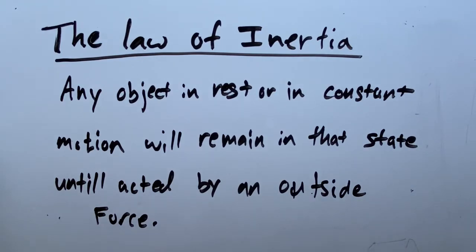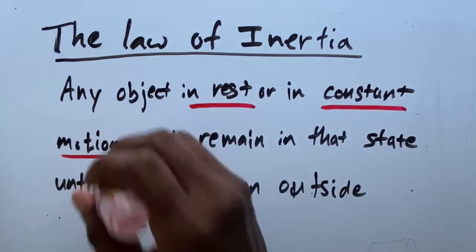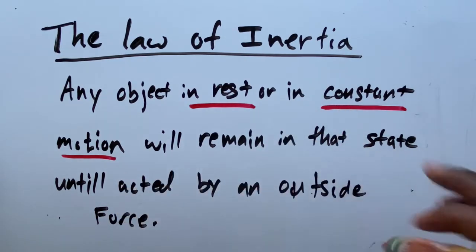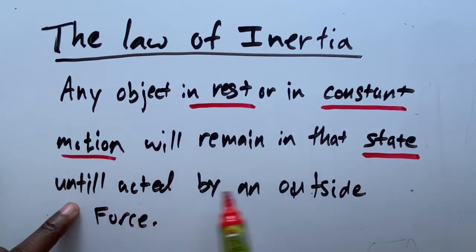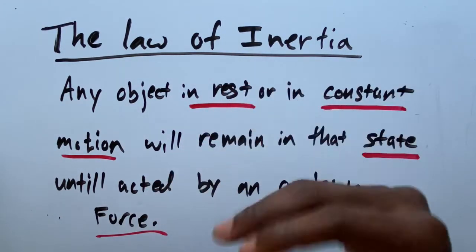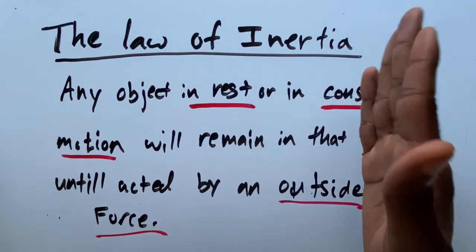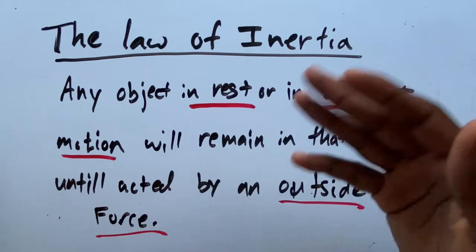And so any object in rest or in constant motion will remain in that state, either being in rest or in motion. It's going to stay in that state until acted on by some outside force, right? And so this goes back to the old, if we push a block on some ice, that block is going to continue to slide on that ice forever until some outside force basically stops the ice from moving, or some outside force pushes the block some more and makes it go even faster.